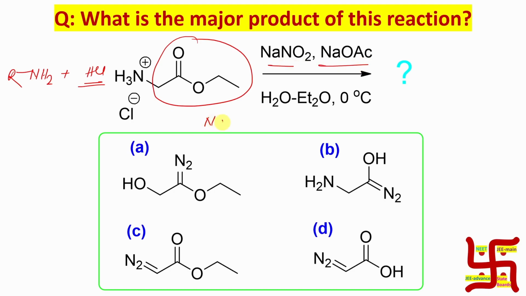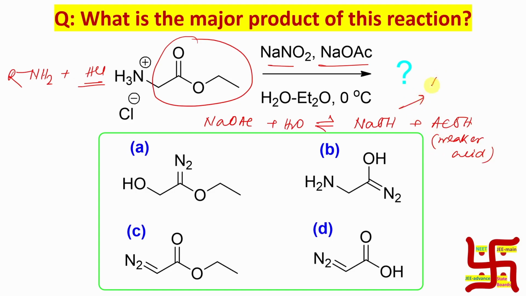By the way, remember the sodium acetate's aqueous solution is basic because it undergoes salt hydrolysis to produce sodium hydroxide and acetic acid. This acetic acid is a weaker acid, so it dissociates partially, whereas this sodium hydroxide dissociates completely into Na plus and HO minus. So the solution is actually basic. So this part provides a basic solution, and here there is acid.